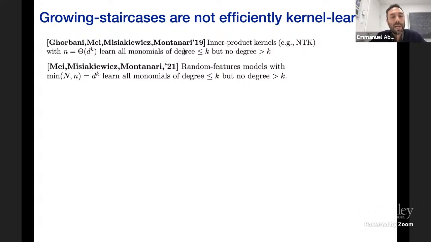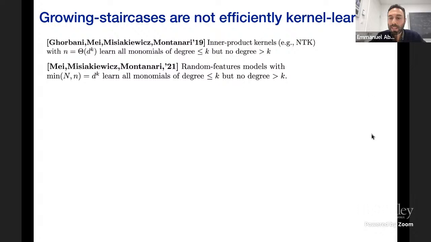And the reason for that is that any such function, not necessarily a staircase, requires a minimum number of samples and number of features that scales polynomially with d to the power k, where k is the degree. And so if k grows, then of course you will need a super polynomial number of samples or features. And that's why you will be in trouble for these specific models.